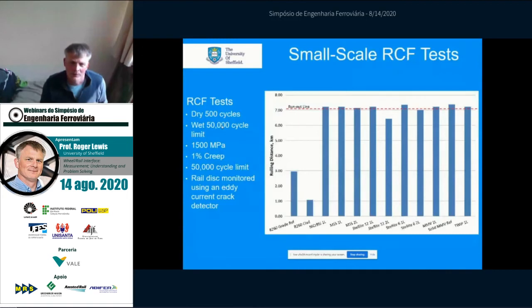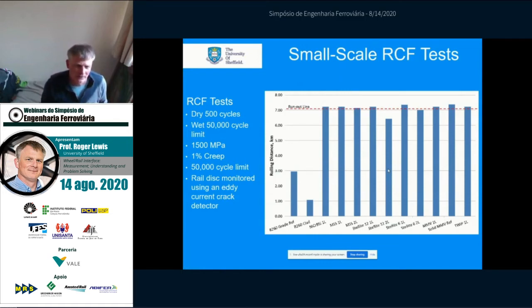An example of some of the RCF tests, you can see here the 260 grade reference material. Then we've got our 260 clad layer, and then all the other clad materials are pretty much running out before there's any sign of anything happening. There may have been in one case some slight cracking in one of the materials, but the others are running out.